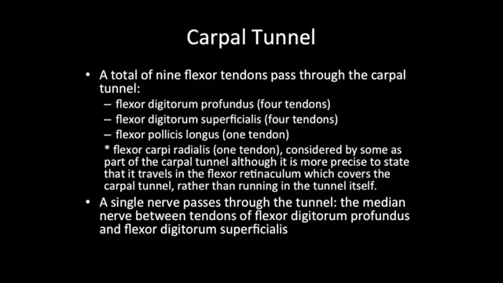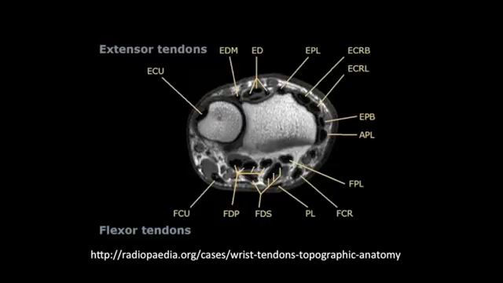Within the carpal tunnel, a total of 9 flexor tendons pass. There are the 4 tendons of the flexor digitorum profundus, 4 tendons of the flexor digitorum superficialis, and the tendon of the flexor pollicis longus. The flexor carpi radialis can be considered part of the carpal tunnel, although it is more precise to consider that it travels in the flexor retinaculum, which covers the carpal tunnel, rather than running in the tunnel itself. The nerve within the carpal tunnel is the median nerve, and it passes between the tendons of the flexor digitorum profundus and flexor digitorum superficialis.